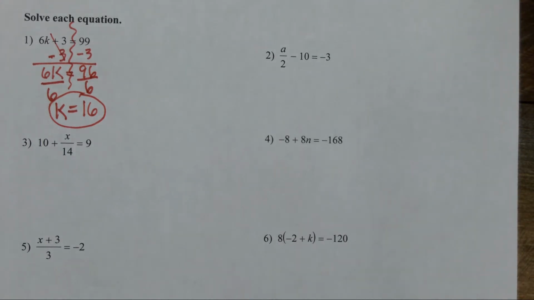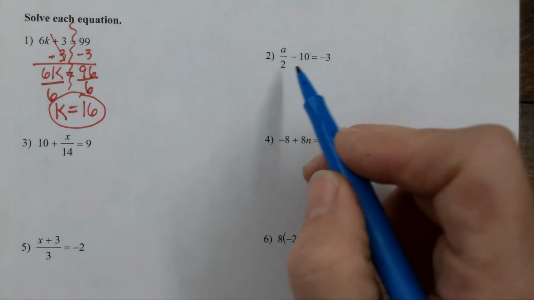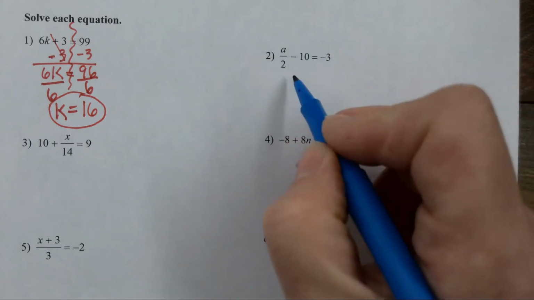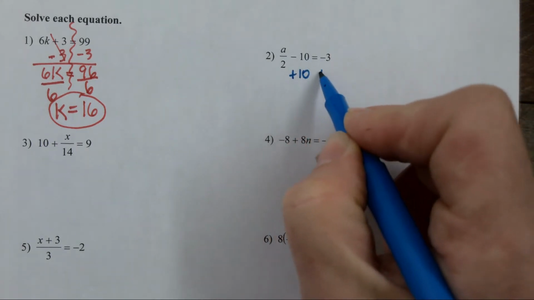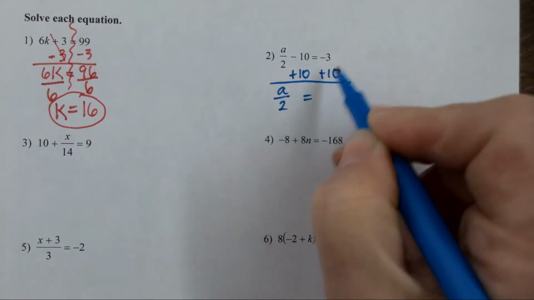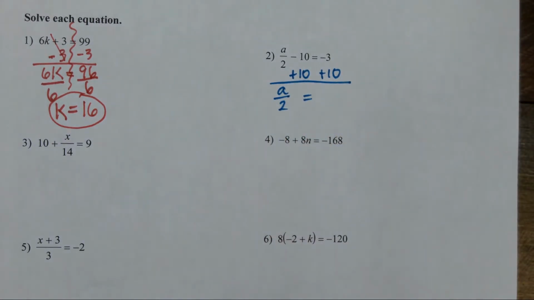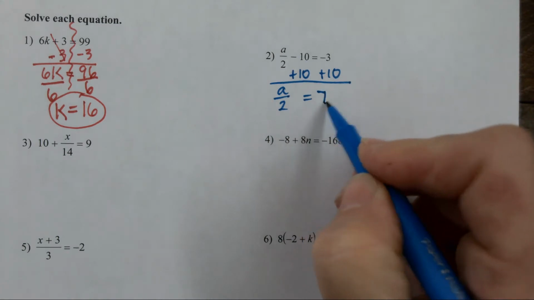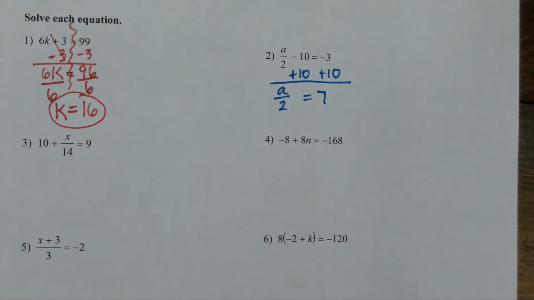I'm going to look for any addition or subtraction first. Opposite of subtract is add. What is negative 3 plus 10? 7. Great, 7. Perfect. And then I will undo the division.